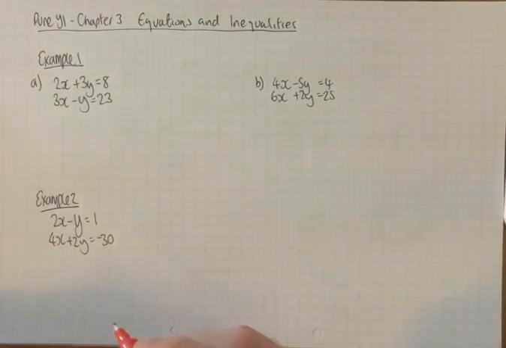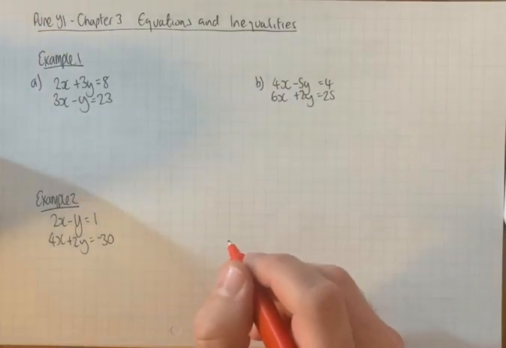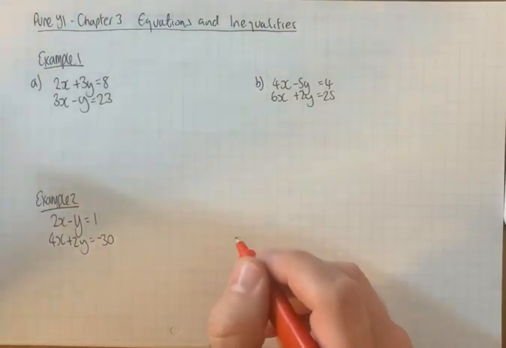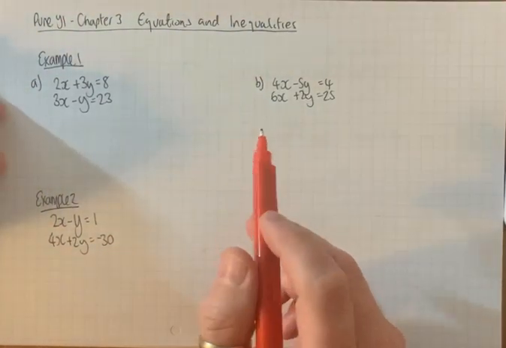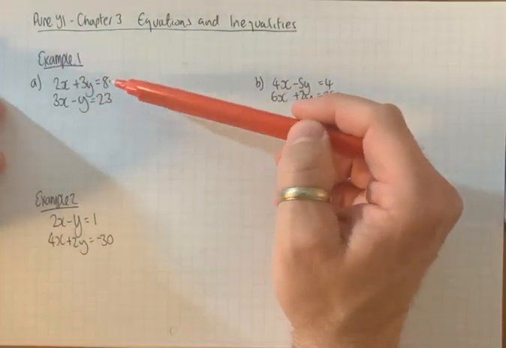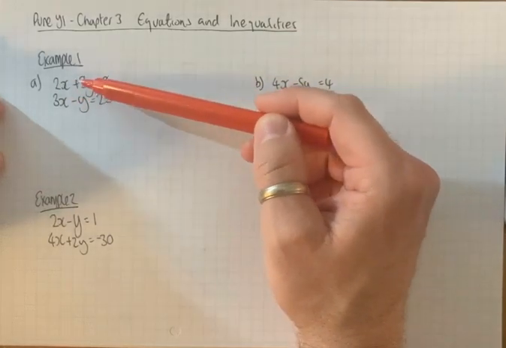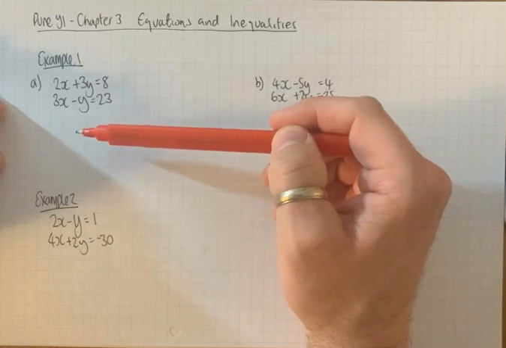Moving on now to chapter 3 on the Pure Year 1 course, which is on equations and inequalities. We start this chapter off by dealing with simultaneous equations, which you dealt with at GCSE. Now with simultaneous equations, what we need to do is multiply each of the equations by a number so that either the coefficients of x or the coefficients of y are the same.